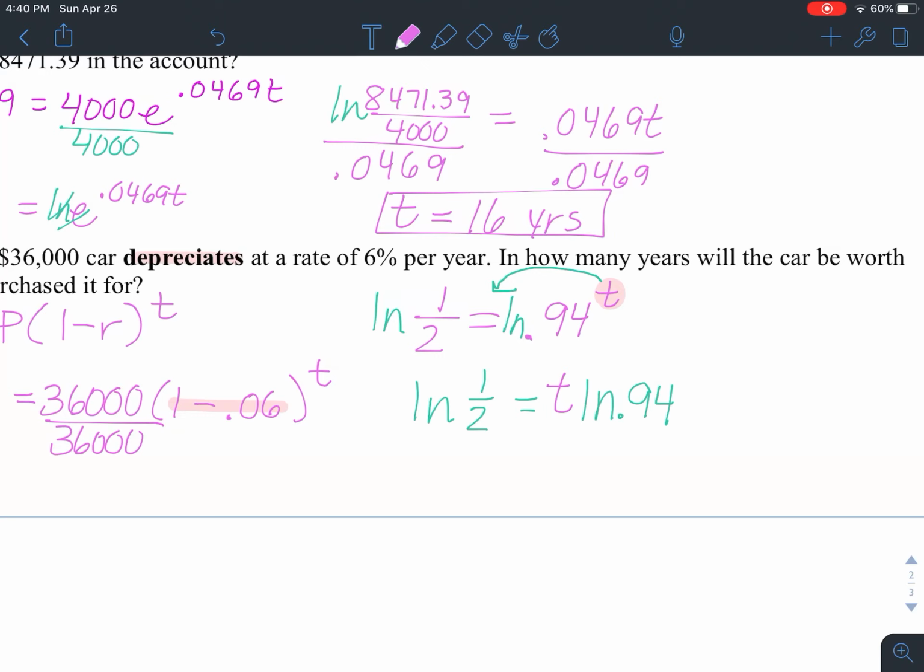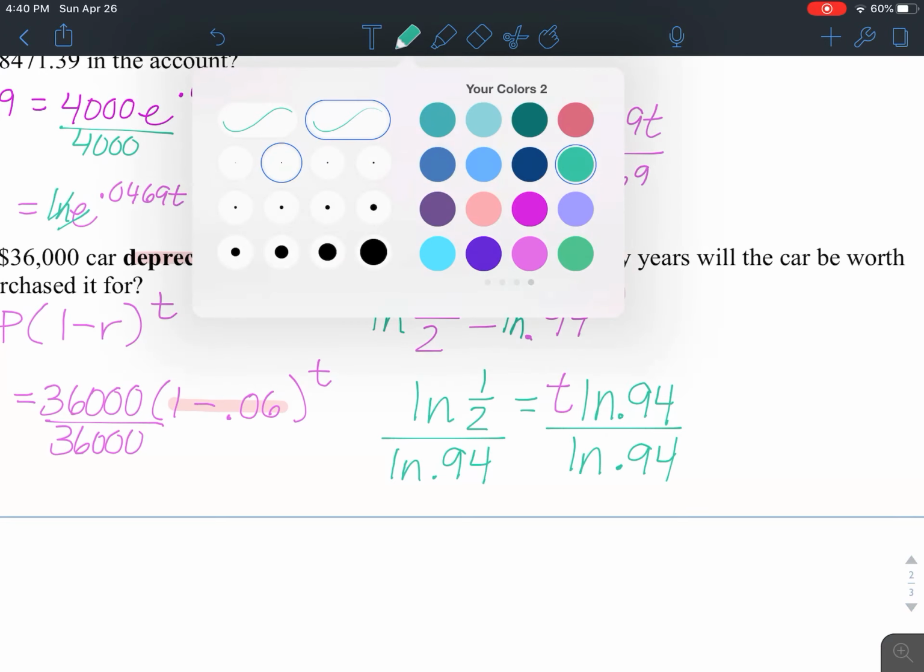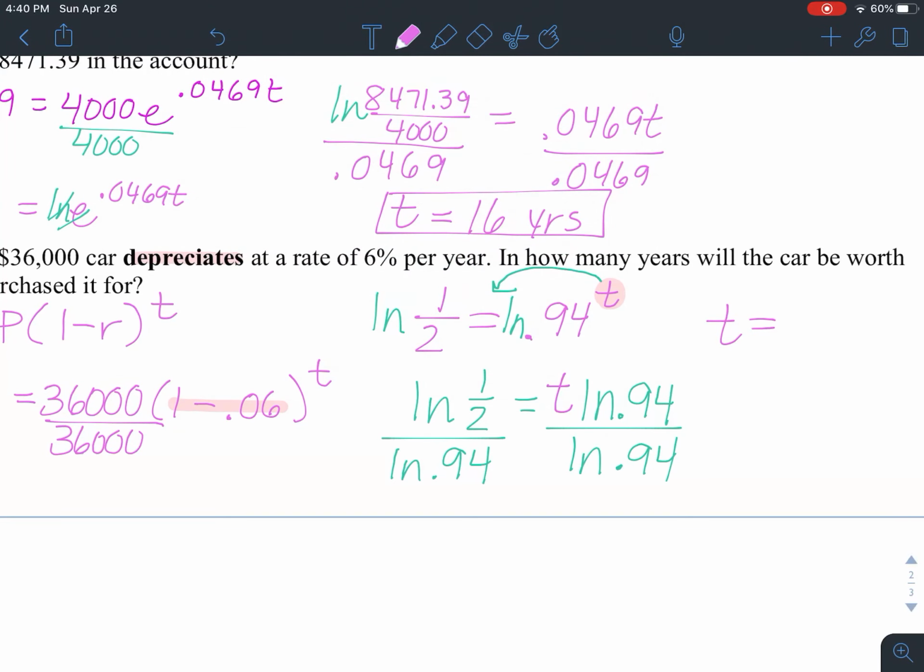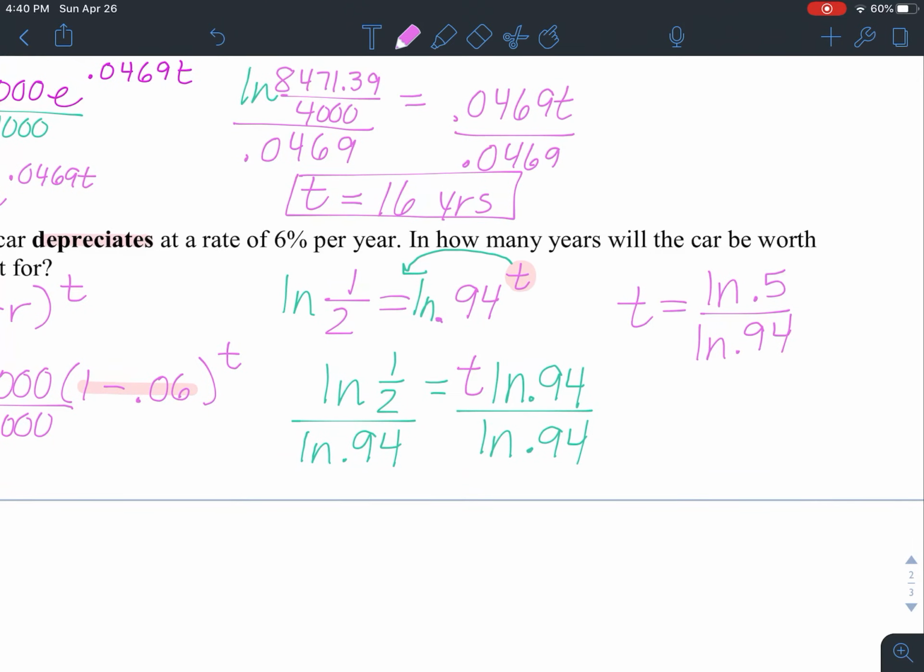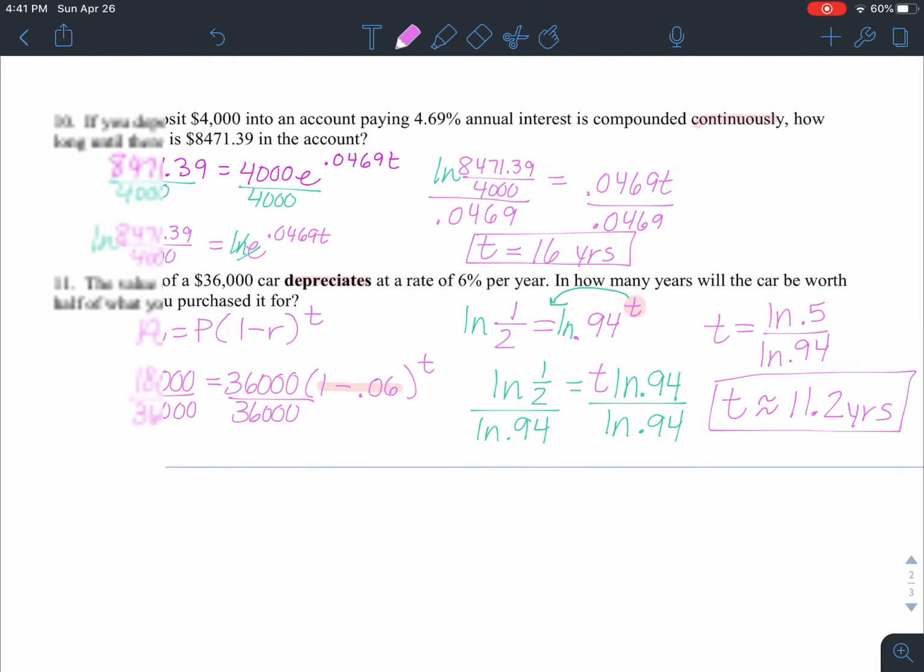ln of 0.94 is just some decimal. So I'm going to divide now by ln of 0.94. So my final answer will be T equals ln of 1/2, or you can write that as ln 0.5 over ln of 0.94. Plug that in your calculator, and you should get like 11.2-ish years. There we go. All done.